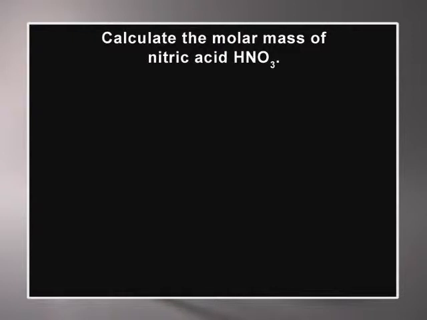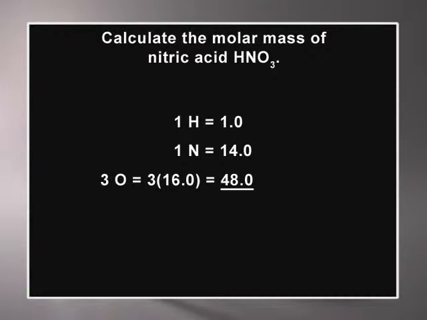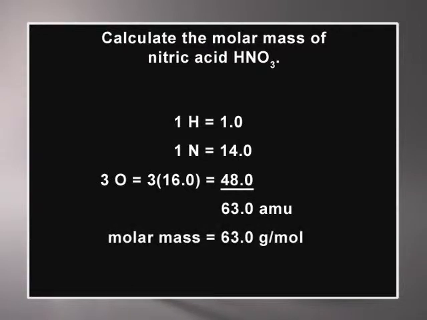A molecule of nitric acid contains one atom of hydrogen, which weighs 1 AMU, one atom of nitrogen, which weighs 14 AMUs, and 3 atoms of oxygen at 16 AMUs each, for another 48 AMUs, which makes the molecular weight of nitric acid 63.0 AMUs. Changing these units to grams means that the molar mass of nitric acid is 63 grams per mole. So nitric acid has a molar mass of 63.0 grams per mole. A mole weighs 63.0 grams.